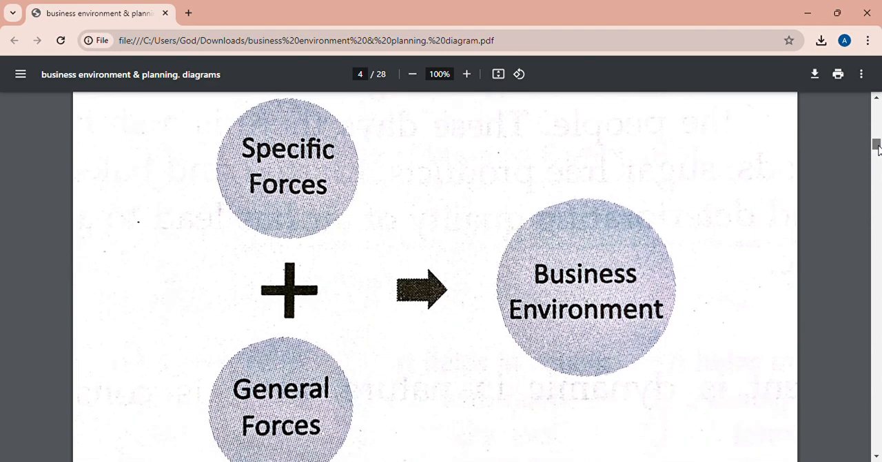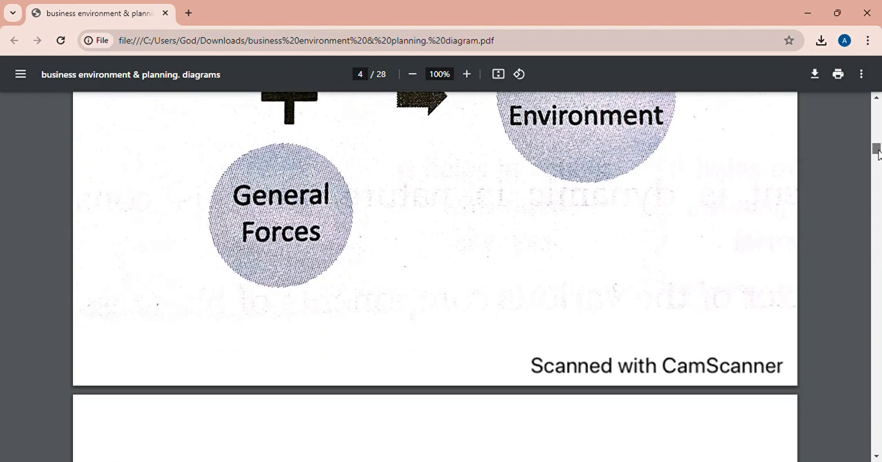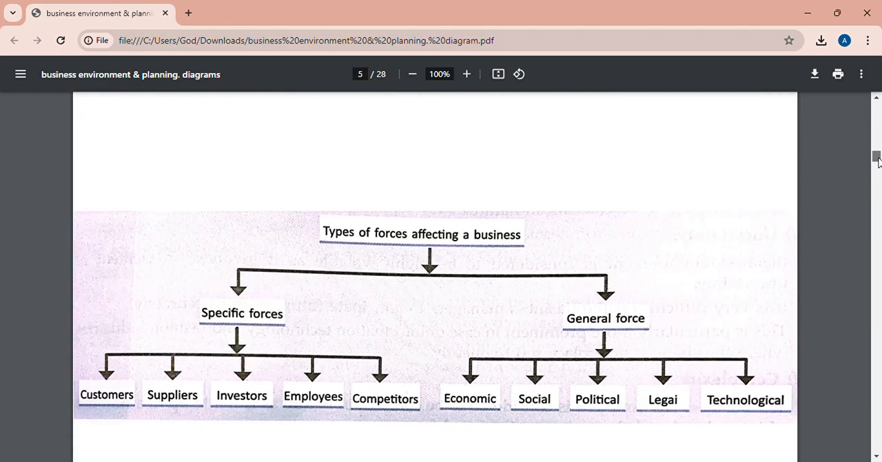Now, what is a business environment? It comprises two factors: specific forces and general forces. Now that I have told what the specific forces and general forces are, when they're asking what is a business environment, you can easily specify them. What are the forces that affect business? There are two forces that affect business: specific forces and general forces.